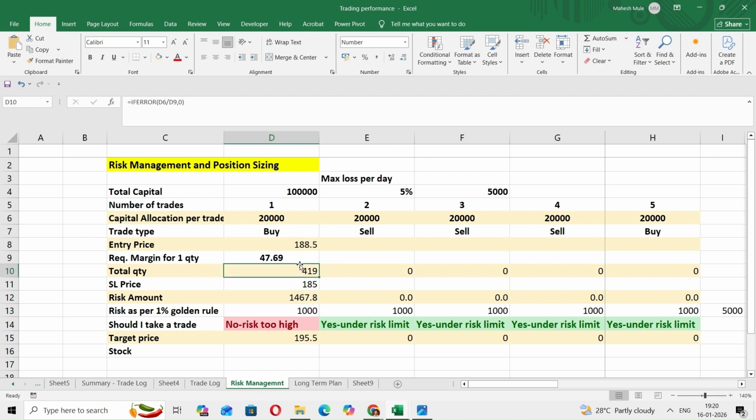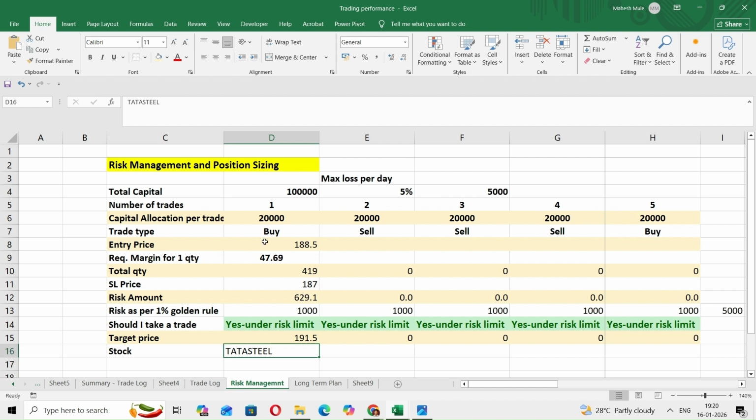So here, suppose my SL price is 187. See, my risk amount is now 629 rupees. Now I can definitely take the trade. Should I take a trade? Here you see, yes, risk is under limit. Okay, so I can take this particular trade. Tata Steel.